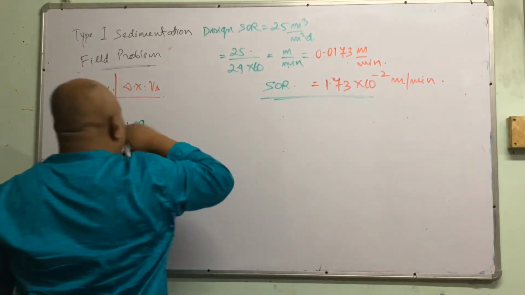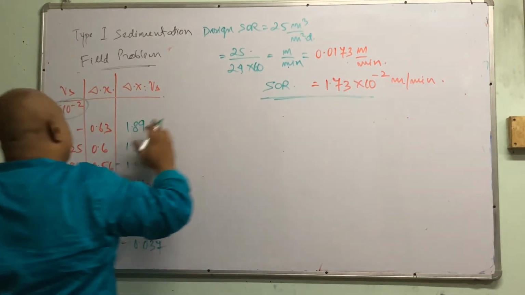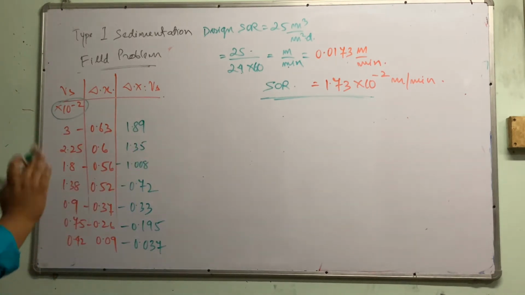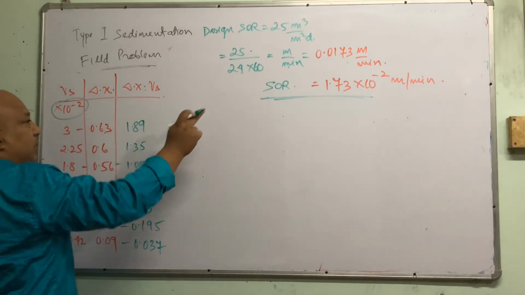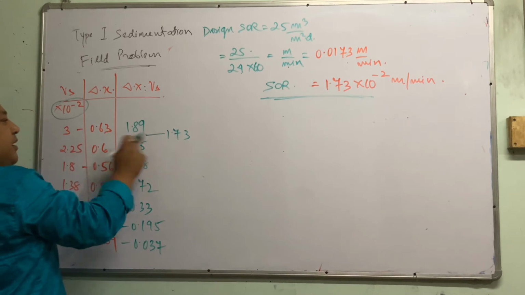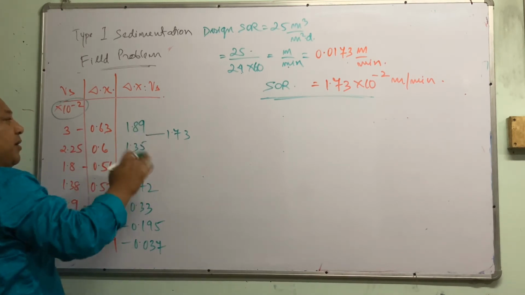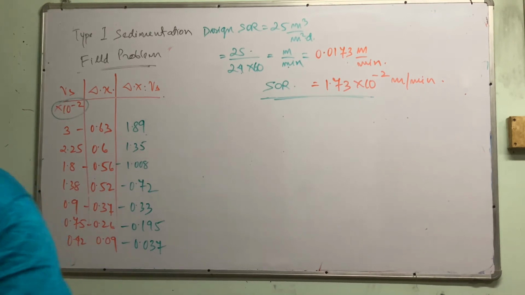That means those particles whose settling velocity is equal to or greater than this will be completely removed, and the remaining will be partially removed. But we cannot find exactly where 1.73 is, so we have to draw it from the graph. Okay, so now the graph is something like this.